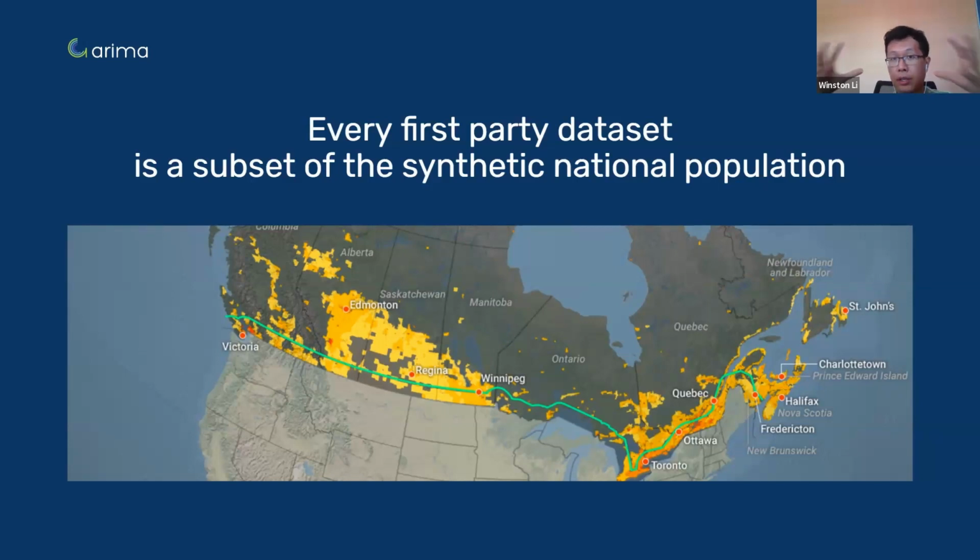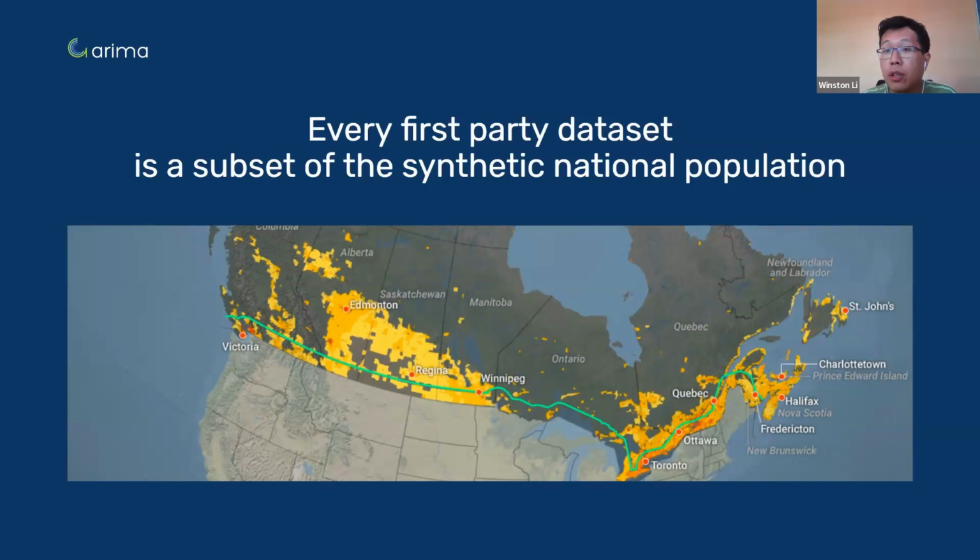Your existing data is a part of the national population. And since we don't have national populations, your first party data is a part of the synthetic national population. So remember in one of the previous slides, we looked at people using synthetic data as a way to augment first party data. Well, you can augment your first party data in two ways.